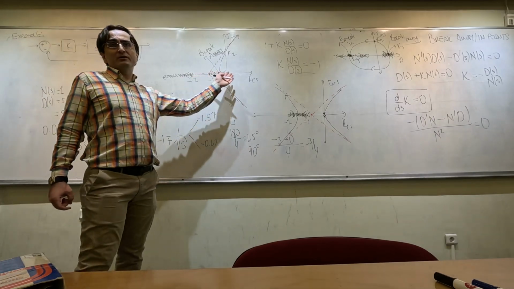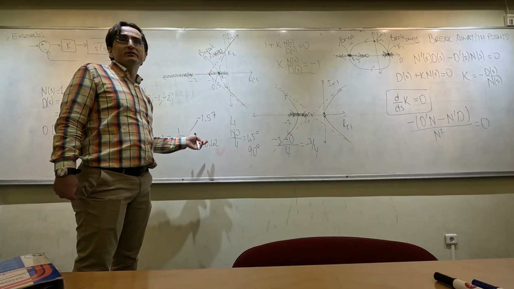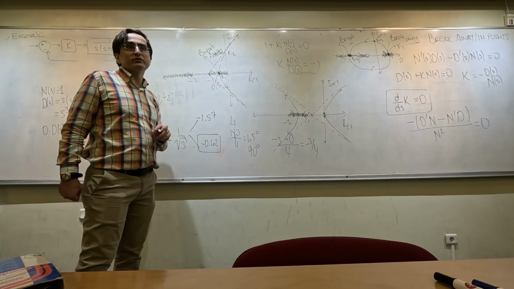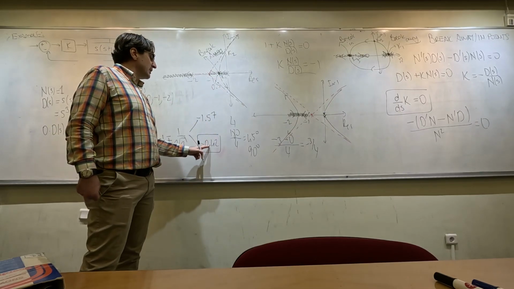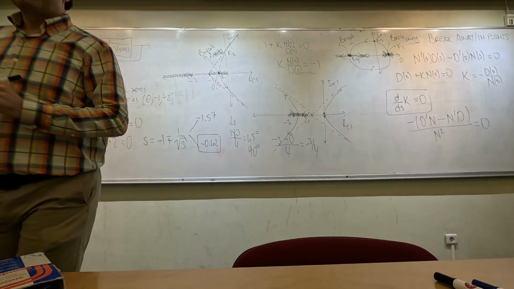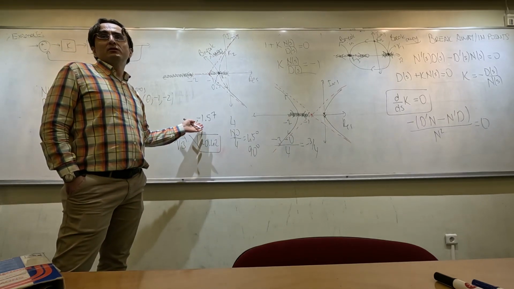So by looking at this root locus, usually you would locate which one you are interested in. Okay? We're going to be interested in of course this one. That is going to be minus 0.42, my breakaway point. Then what about this thing? What is this?